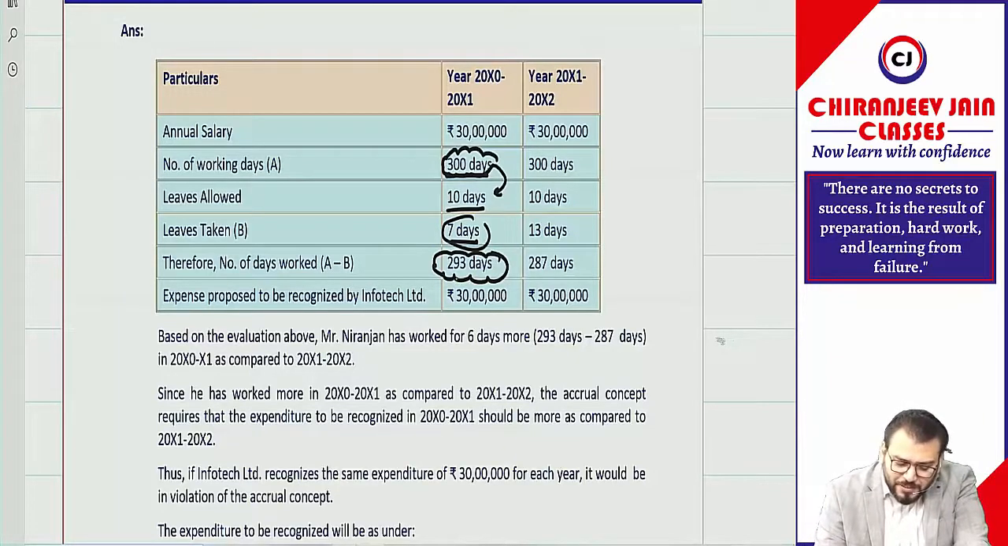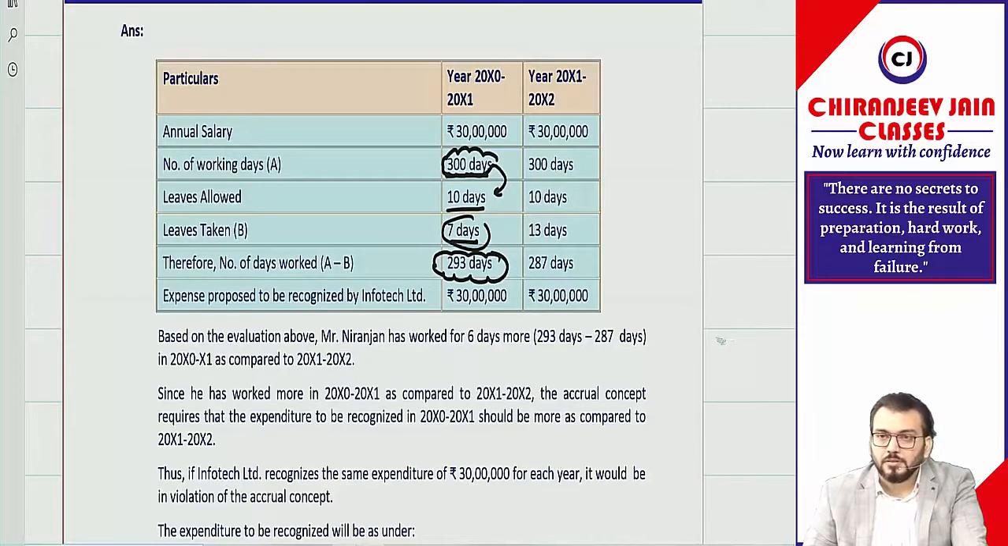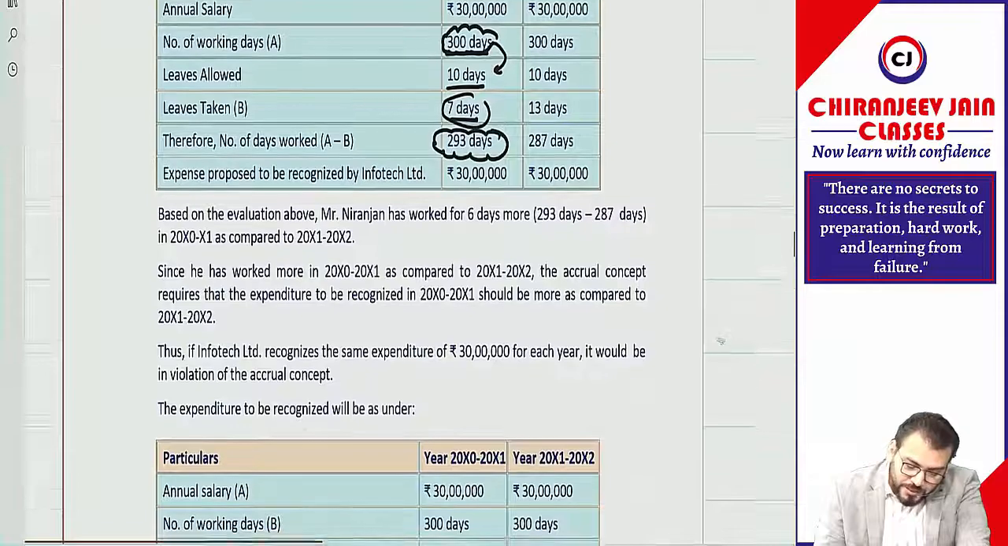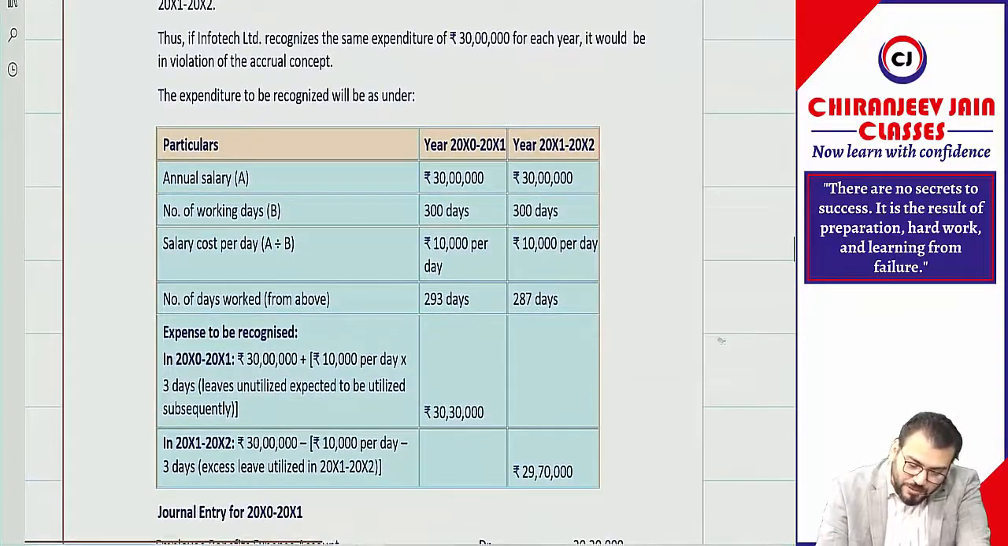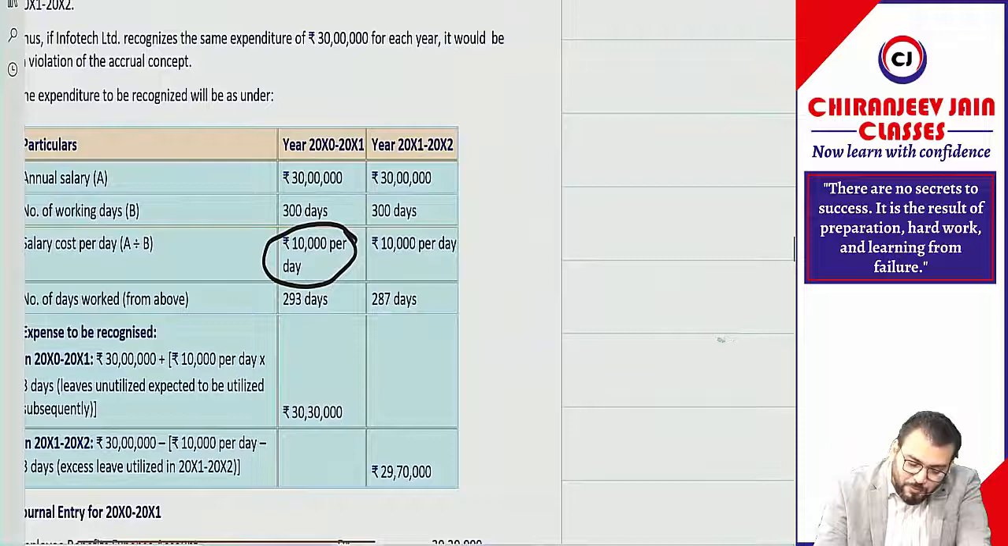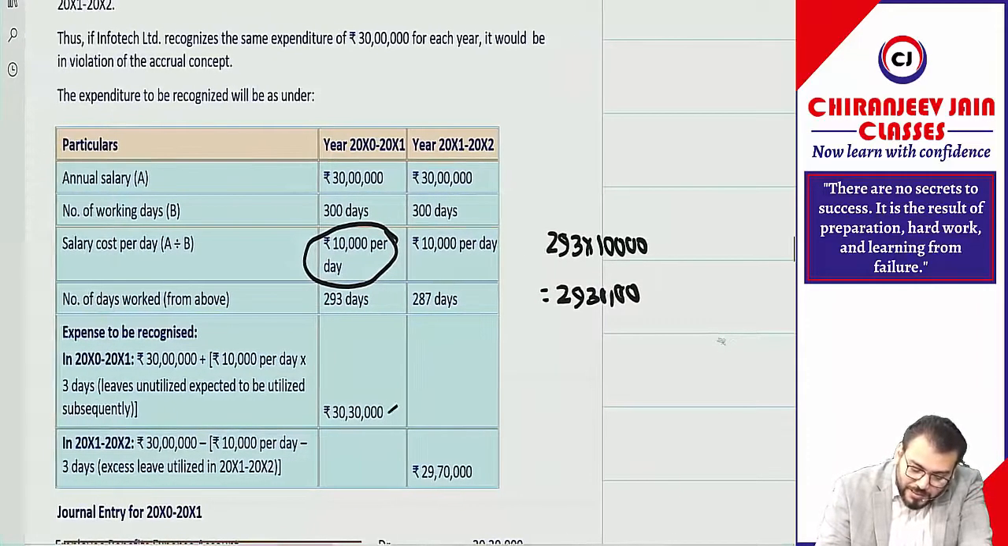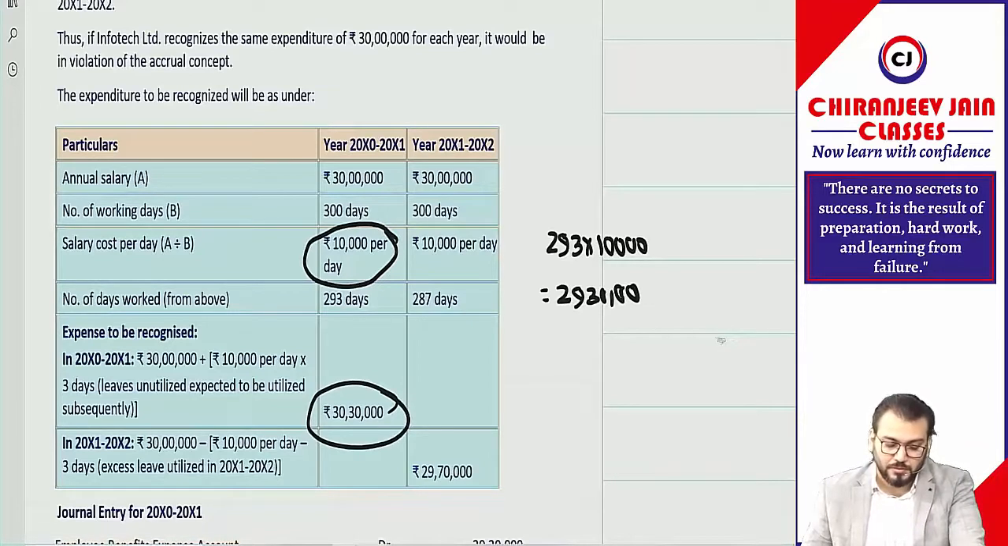But can you see, if they have considered 293 days, and salary per working day they have calculated as 10,000 per day, so expense should be what? 293 into 10,000, means 29 lakh 30,000. But they have given 30 lakh 30,000. How are they giving this? Means some mistake is there.